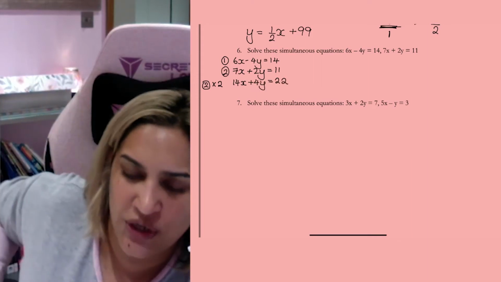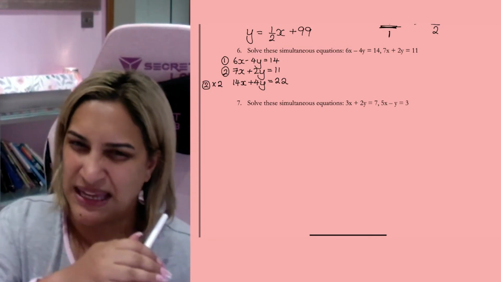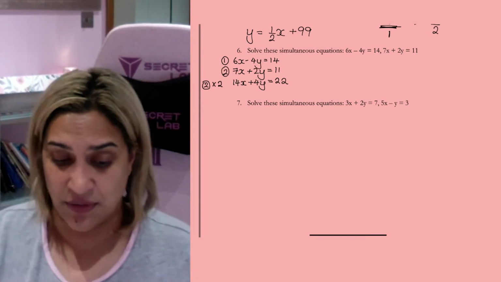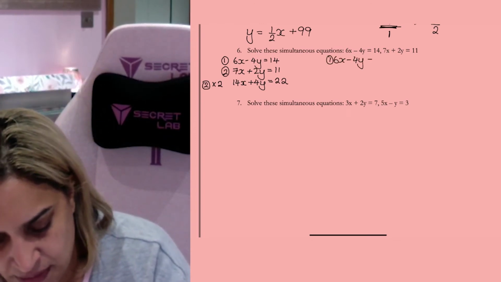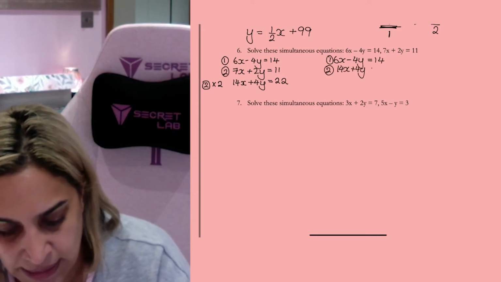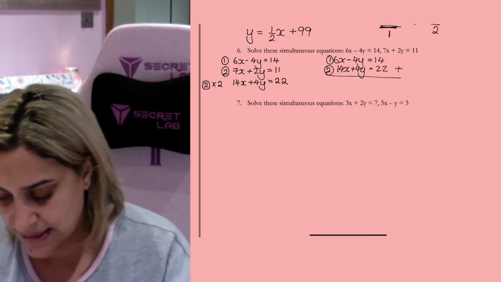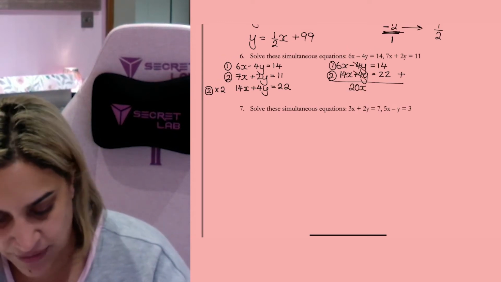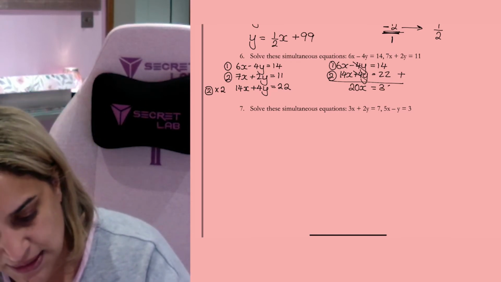And now I want to get rid of that 4y. Now, if I've got a minus and a plus, I have to add them together, because -4 plus 4 just becomes 0. So if we rewrite them here so you can see it clearly, this stays the same. Your new 2 is 14x plus 4y equals 22. So if I add them together, 14 plus 6 gives me 20x. The 4y's cancel each other out. 22 plus 14 is going to give you 36.